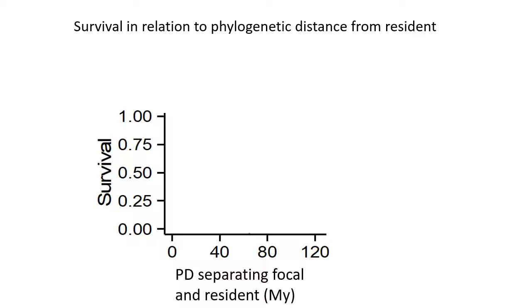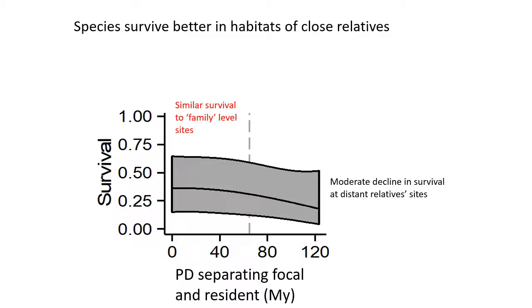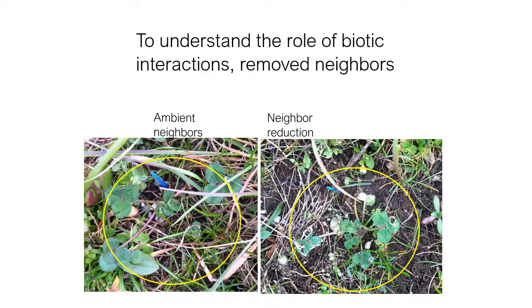So if we look at survival in relation to phylogenetic distance between these species, what we found is that we had similar survival to the family level. So the mean divergence was about 63 million years for confamilials, and this is about where we start to see declines or shifts in our slope in each of our experiments. And so we see a moderate decline in survival at distant relative sites and similar survival at closer relative sites.